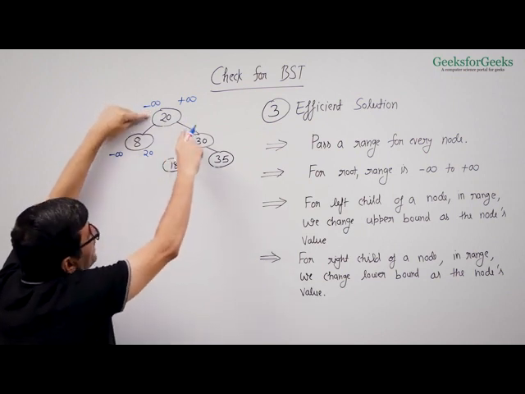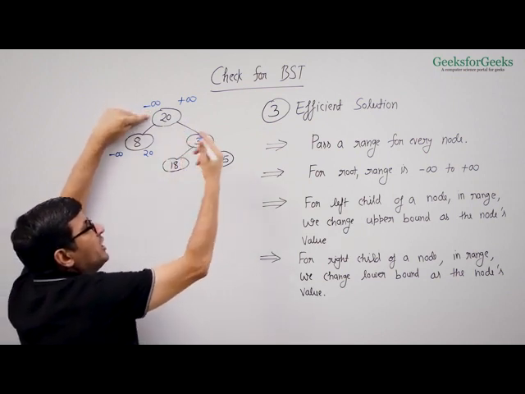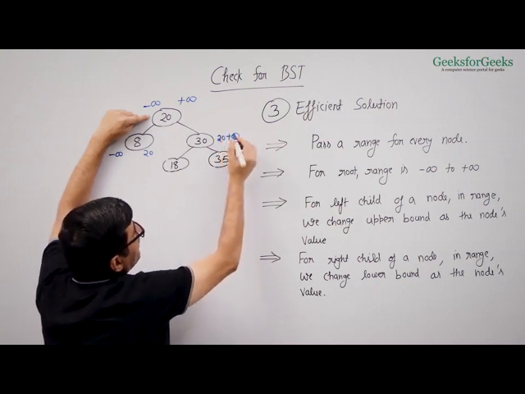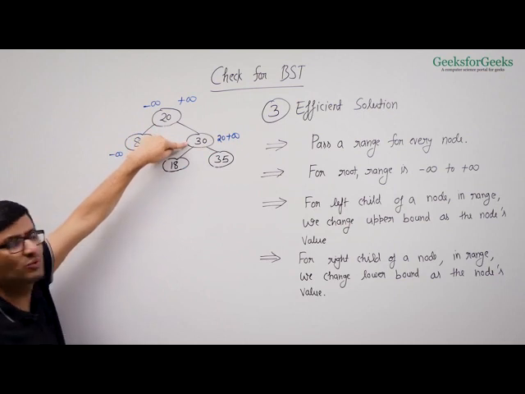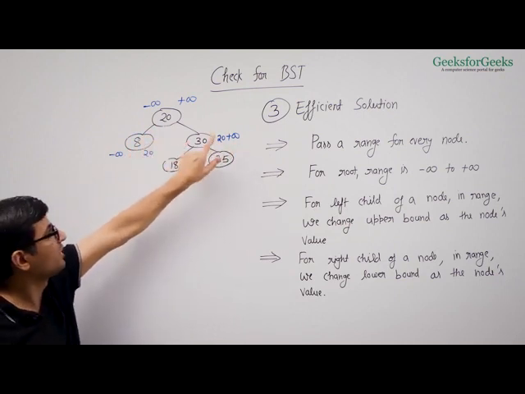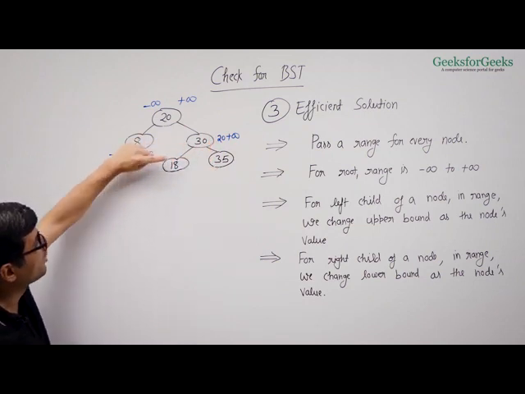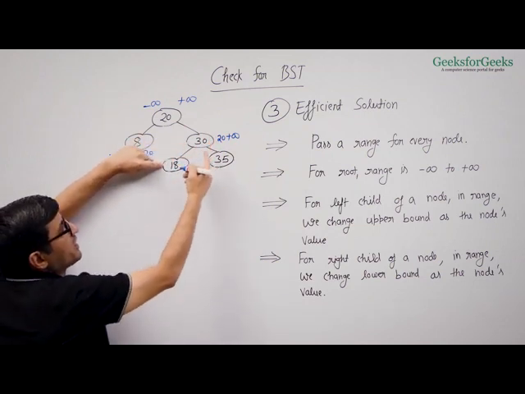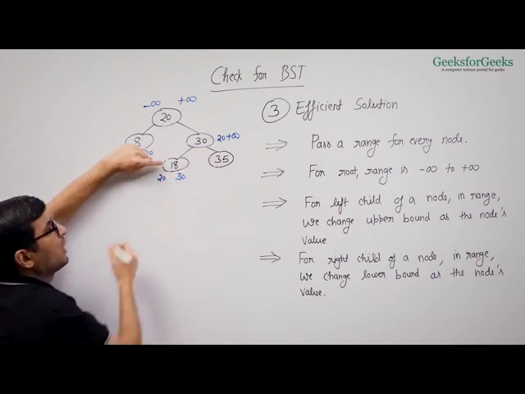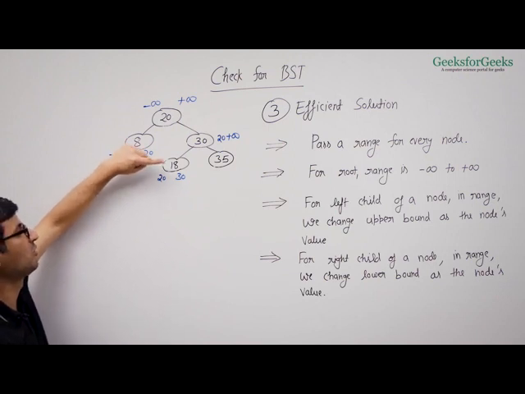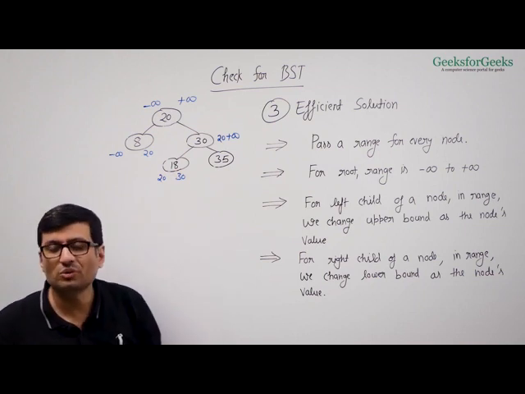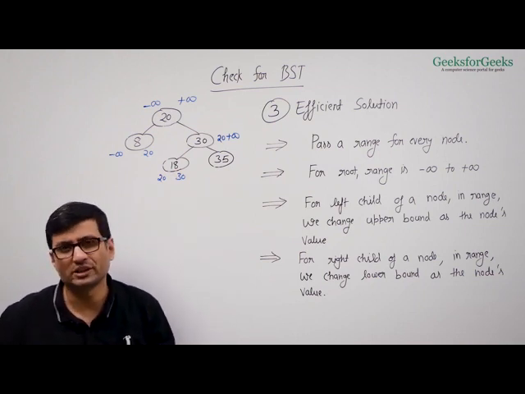Now when we go to the right child of this 20, we change the lower bound. We specify the range as 20 to plus infinite. And this node has value in this range from 20 to plus infinite. 30 is in this range. So we are fine with this node. Now when we go to the left of 30, we change the upper bound. This should be from 20 to 30. Now when we come here, we see that this node is not in the range. It should be in 20 to 30, but it is 18. So we return false at this point and we say it's not BST.